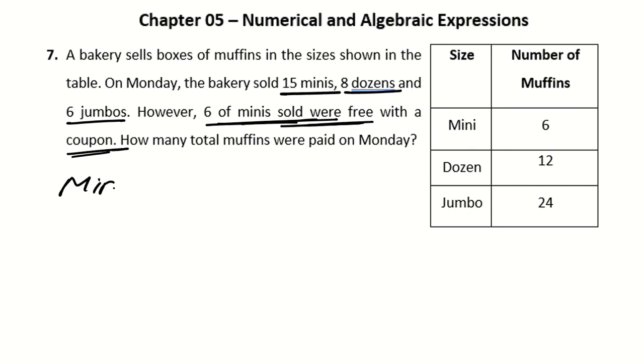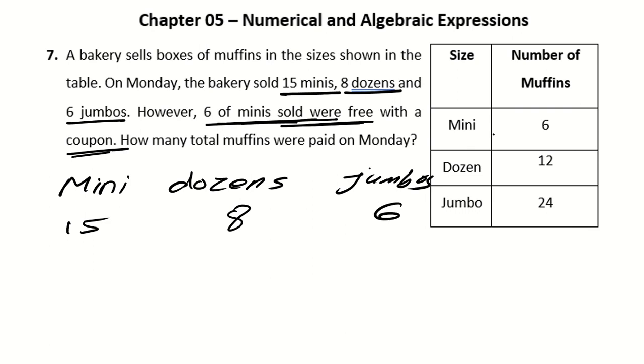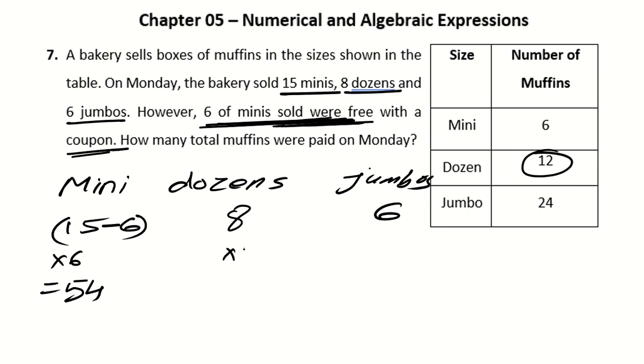So you see here, minis, dozens, and jumbos. Okay, now they say 15 minis, then 8 dozens and 6 jumbos. Okay, number of muffins in each box is 6. So 15 times 6, it should be 90. But here they say 6 are free. So it's better that you subtract here only, okay? Because then there will be again a lengthy question. So 15 minus 6, it becomes 9, and 9 multiplied by 6 is 54. Okay. Now 8 dozens, and in 1 dozen 12. So 8 multiplied by 12 is 96, and then 6 jumbos, it means multiply by 24, so it is 144, I guess. Now, they say how many total muffins were paid.